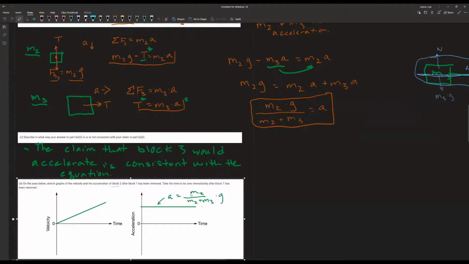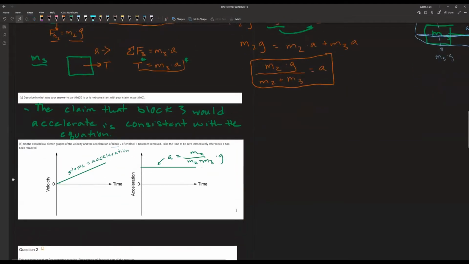We could have done these as negatives here. They actually won't care about the direction here. They just want us to draw what should happen. They're going to be looking for a constant acceleration and a velocity that has a constant slope, because the slope is acceleration. And if one is positive, the other will be positive. If I have a positive slope, I expect a positive acceleration. If I had a negative slope, I would have a negative acceleration. Either one is fine here. Any questions?